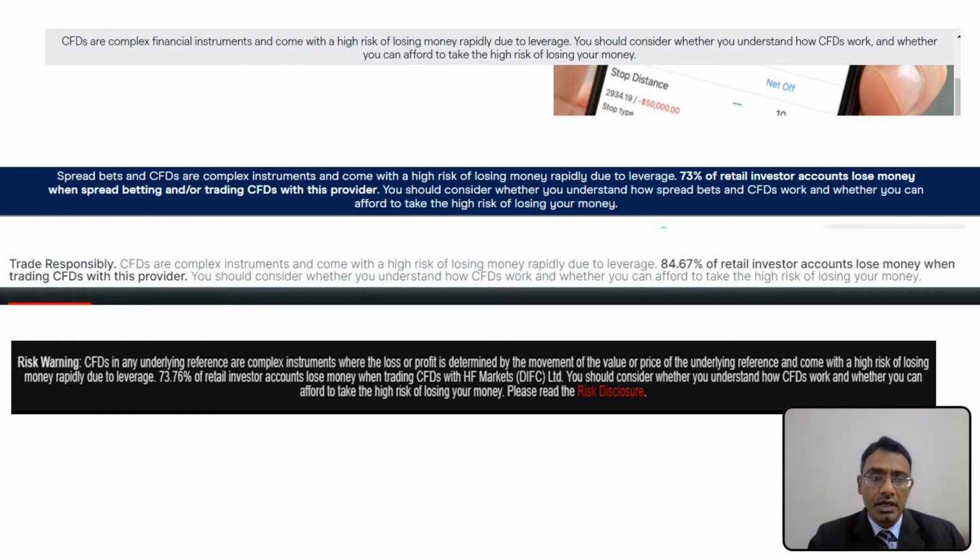In the third instance, again mentioning that these are complex instruments, 84.6% of retail investors lose money. In the last case also, it is mentioned that 73.7% of retail investors lose money. You should consider whether you understand how it works and whether you can afford to take the high risk of losing money. So these disclosures are very clearly and prominently mentioned on the website's top page.